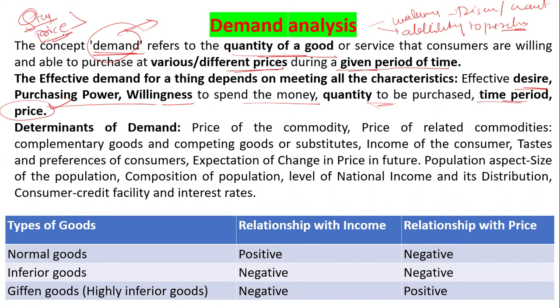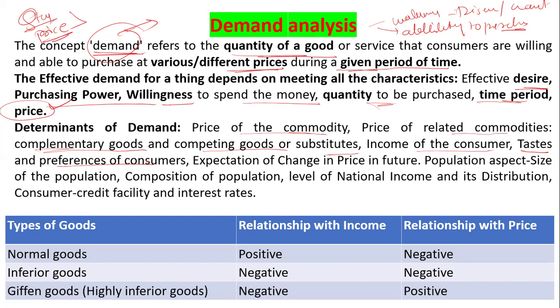For that, they have additional effective characteristics: they have a desire, they have purchasing power, and they have a willingness to spend. Then the determinants of demand: the price of the commodity, the price of related commodities, which are complementary goods and competing goods, the substitute goods, income of the consumer, and taste and preference of the consumer. These all affect the demand.